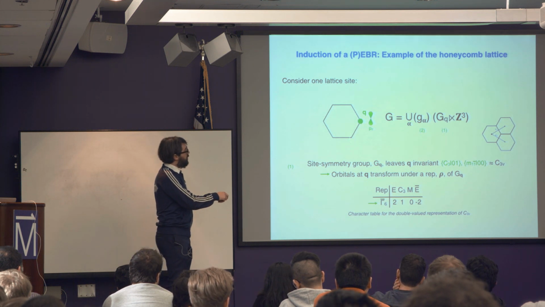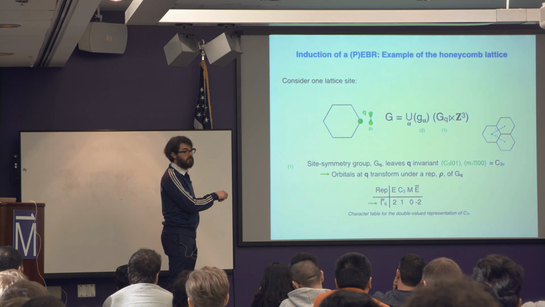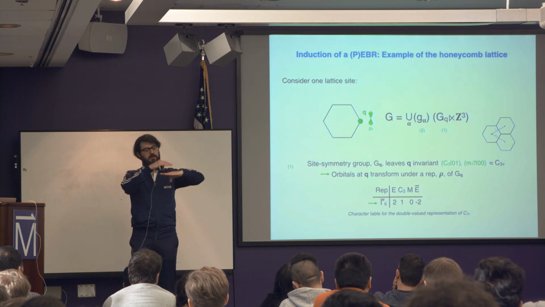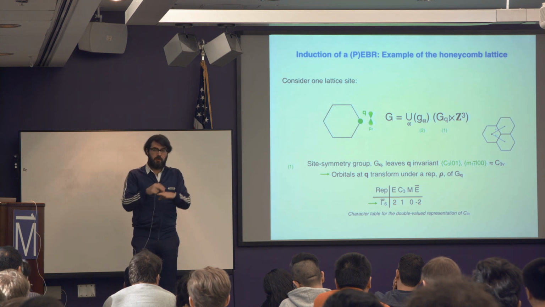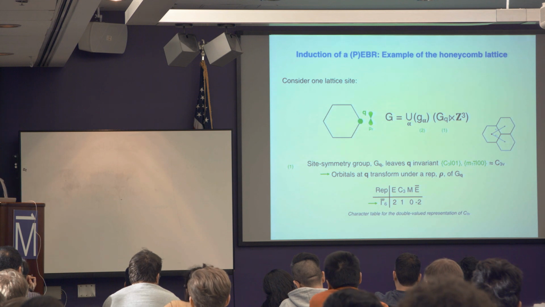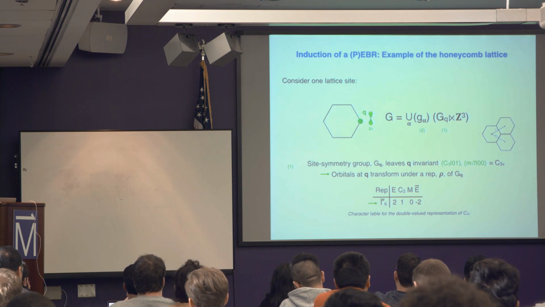And then the orbitals that live here are basically some representation of C3V. So if I don't have mirror symmetry in plane, for example, in the z direction, so z going to minus z, then s and pz orbitals are the same. And you classify your orbitals here by the representations of the site symmetry group.